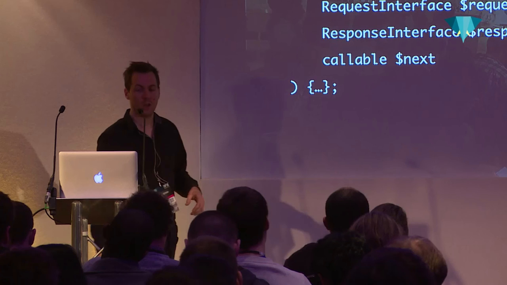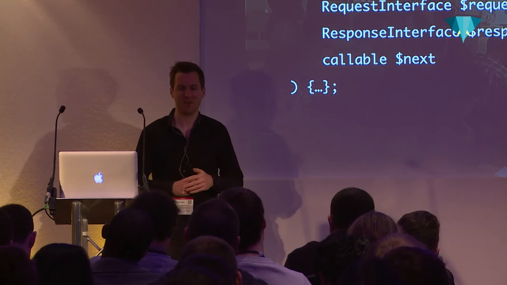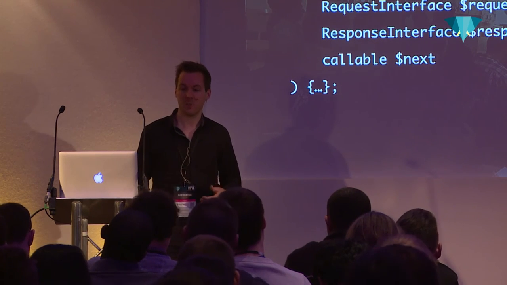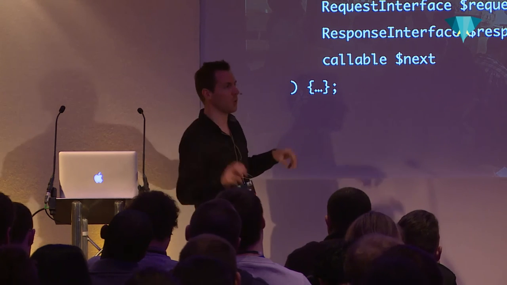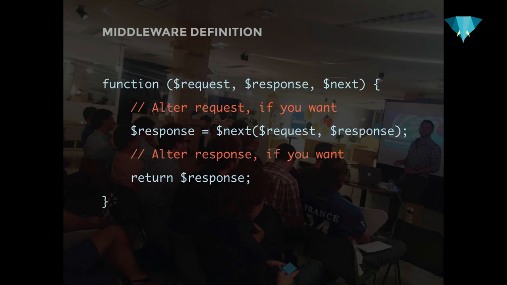So this notion is also available in PSR 7. A couple of bright minds have defined an interface for a callable middleware in PSR 7 request world. It's a function which takes three arguments. The first is the request interface, the second is the response interface object, and the last one is the callable, the next middleware. It doesn't need to know what it looks like, it's just a callable.